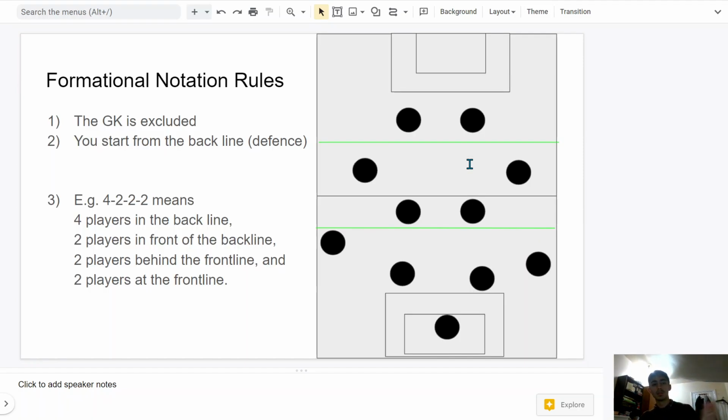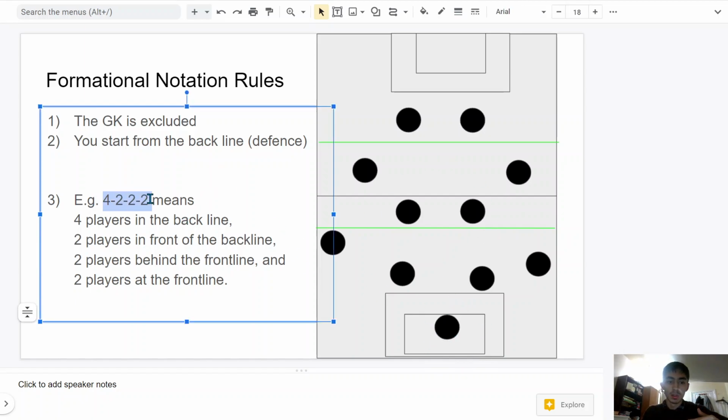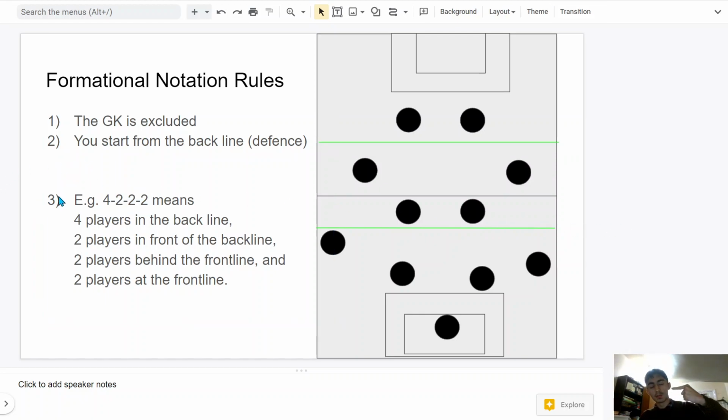This is some housekeeping before we start. Formational notation rules. As you know, in football, there are things called formations, and these are rules of notation. You could probably read these yourself, but I want to explain them. The first thing is that the goalkeeper, or the person protecting your own net, is excluded from these numerical notations. This is for people who don't know football, so if you know this, then skip ahead.